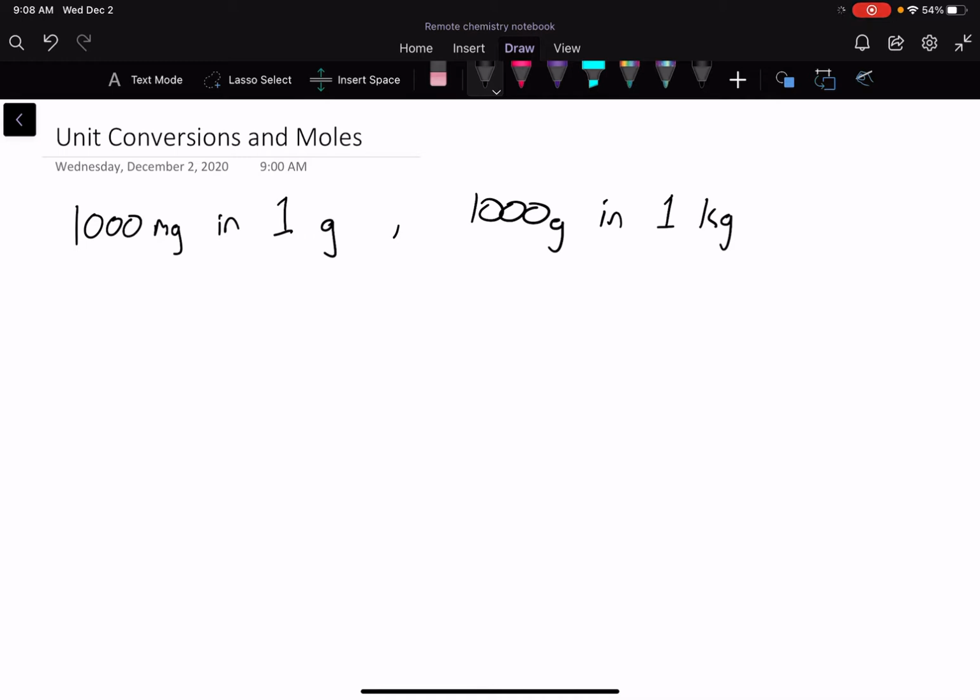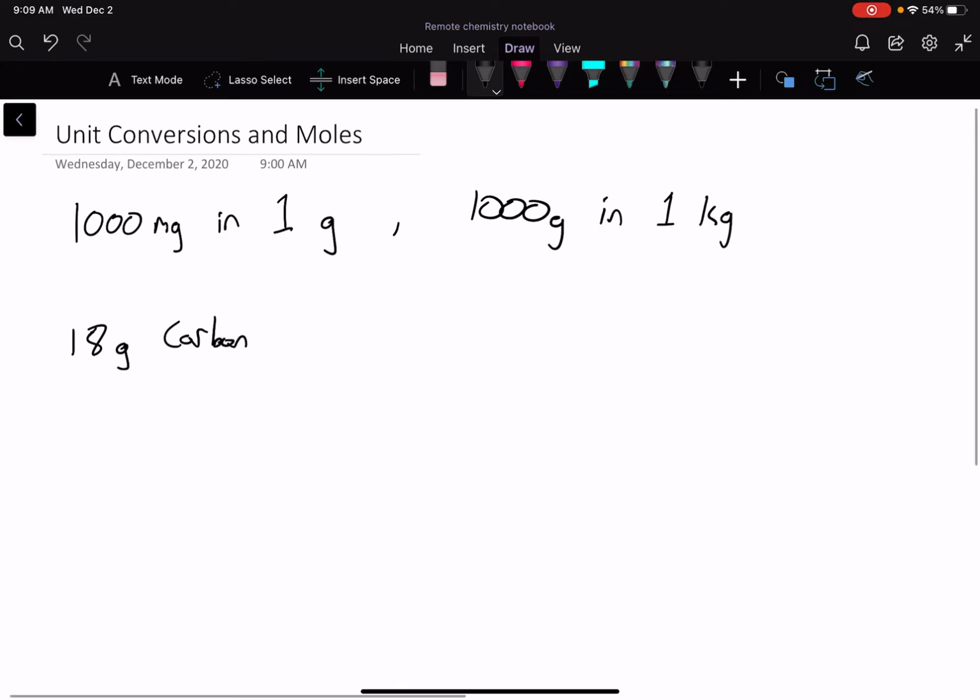So chemists usually measure things in grams, but sometimes we need to measure things in smaller units like milligrams, and sometimes we need to measure things in bigger units like kilograms. So let's pretend we have 18 grams of carbon, and we want to convert this into moles. You could use the mole formula, or you can use what's called dimensional analysis. And so what you would do is just try and cancel out these gram units, and so you're just left with moles. So let me do an example here.